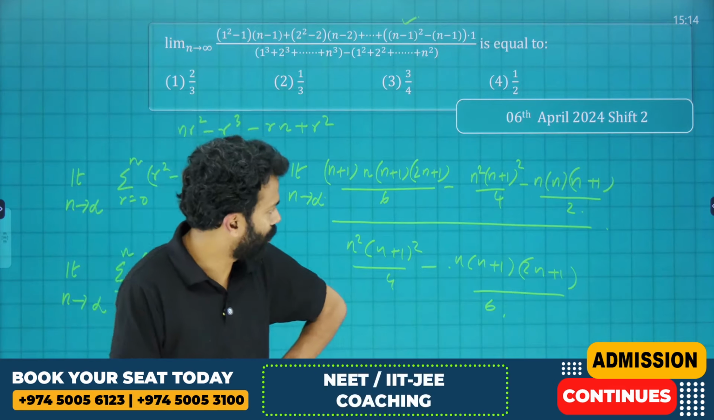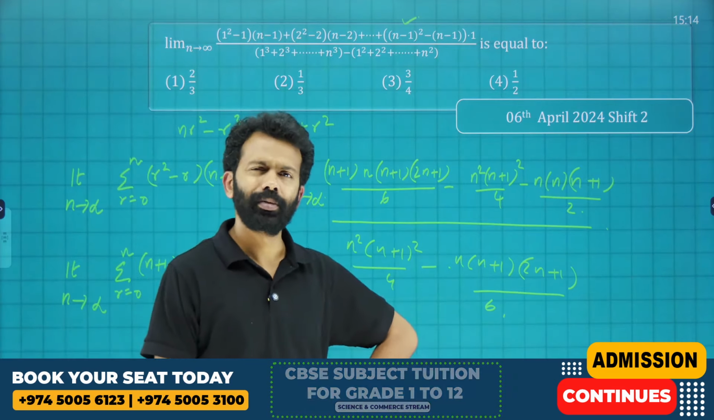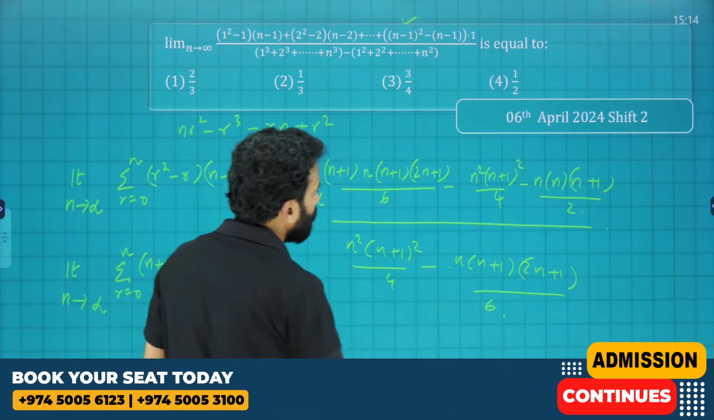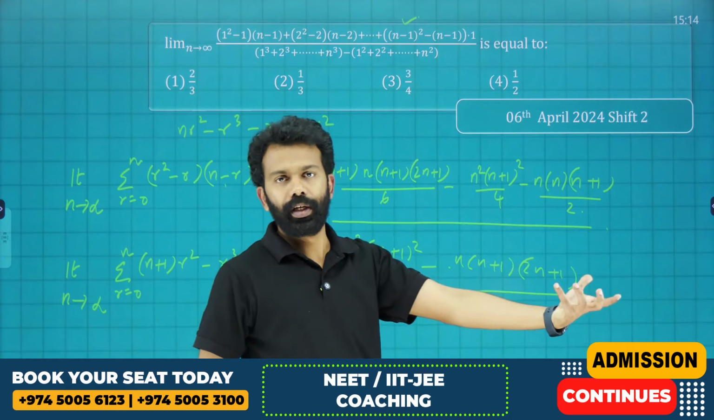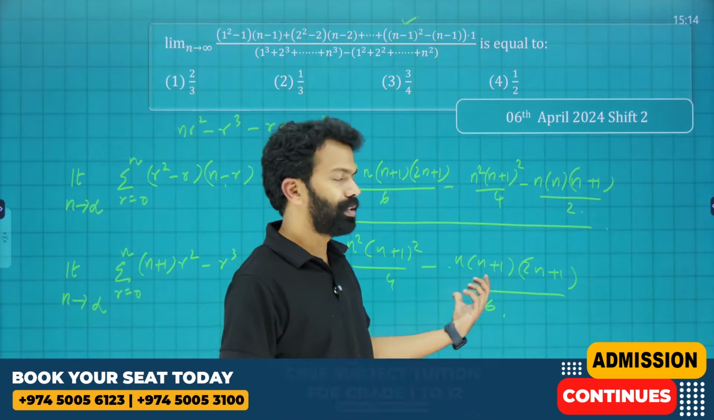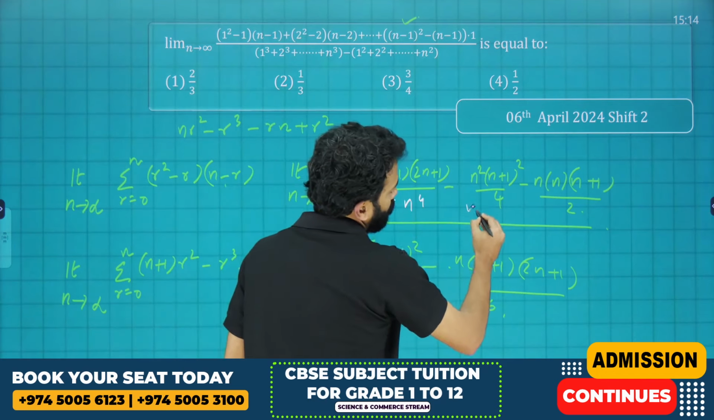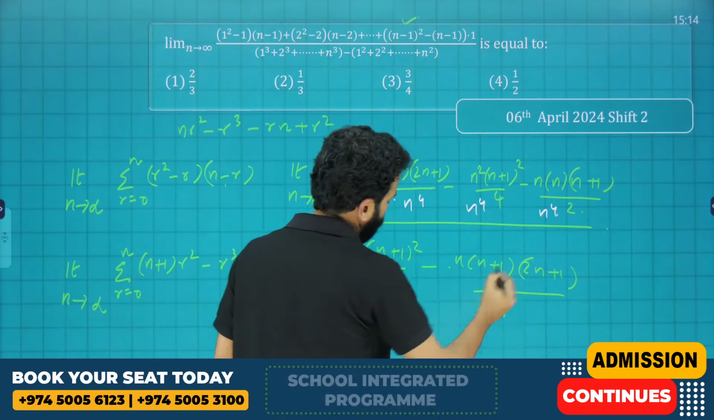And here, if you observe closely, the highest power is 4. So you need to divide numerator and denominator with n raised to 4. It's very easy actually. In the numerator there are 3 terms, so for the 3 terms we need to divide with n raised to 4, and here also 2 terms are there, we need to divide with n raised to 4 as well.